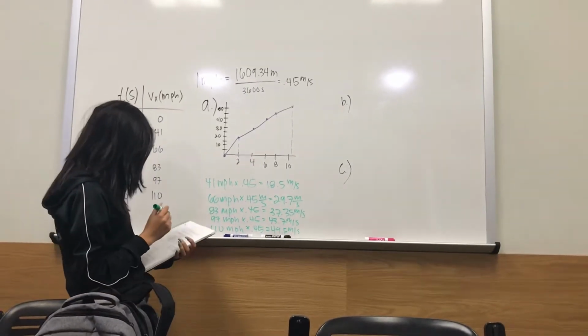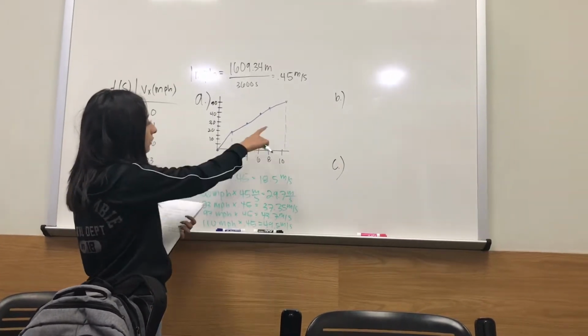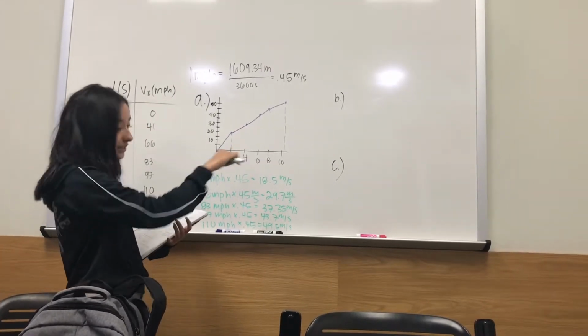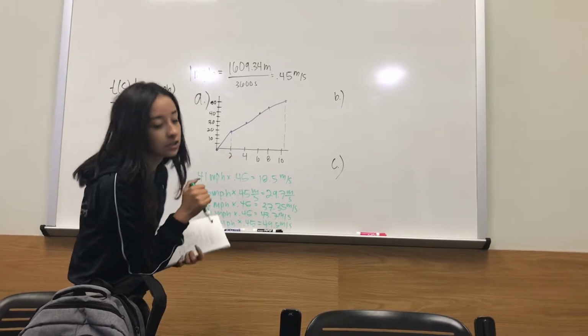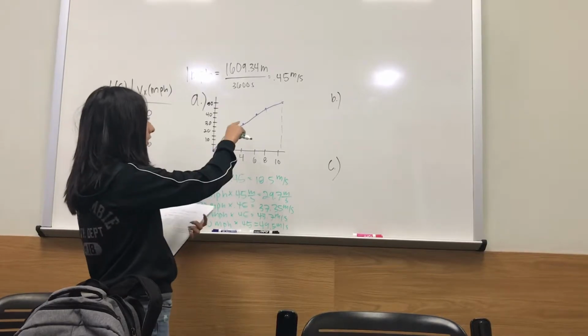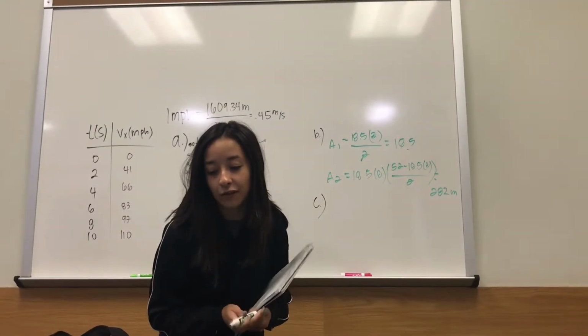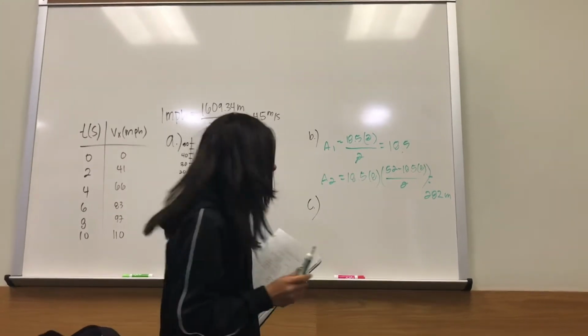So now that we converted all of these, we had to graph them, and I graphed them here. And it's asking us if it is constant, and the acceleration isn't constant because the points don't lie on a straight line. So B is asking to estimate how far the car traveled in the first 10 seconds.